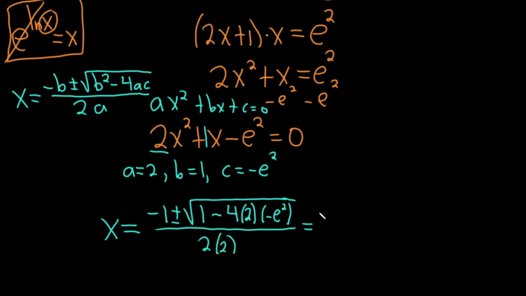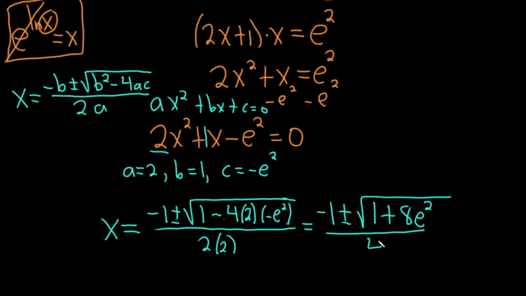So this is equal to negative 1 plus or minus the square root of 1, and this is plus, right? It's going to become a plus because we have two negatives, plus 8e squared. All right, and this is all over 4.